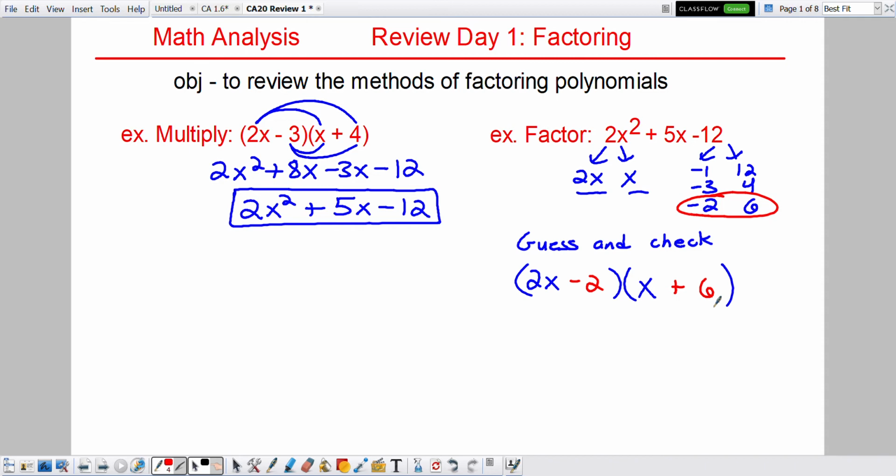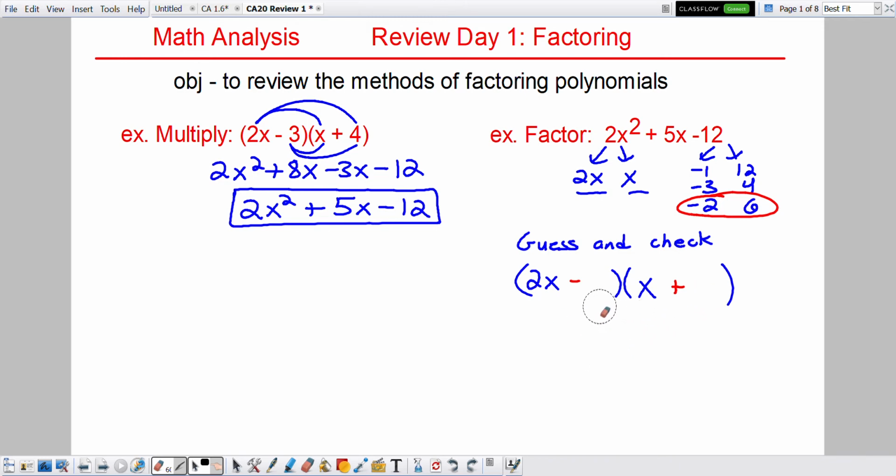The way I check it is I multiply the middle, negative 2 times x, I get negative 2x. I multiply the outside, 2x times 6, and I get 12x. When I combine negative 2x and positive 12x, I get positive 10x. That does not match the 5x up here that it's supposed to be. So I know negative 2 and positive 6 don't work. I could try switching the order.